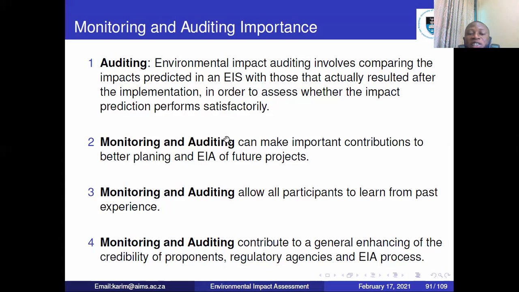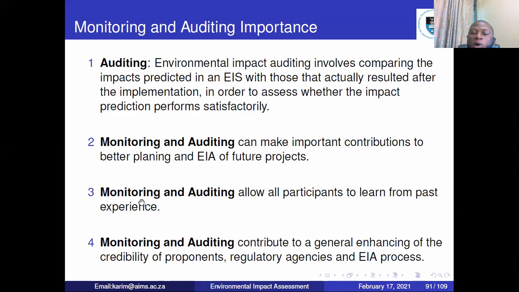So monitoring and auditing go together. You need to monitor and get information, and based on that information, you audit. And this can make important contribution to better planning and future EIA projects. So once you monitor and get the information, you build your database, put the information there. So in the future, someone writing a report for the same project, it becomes easier because the impacts are well known. Alternatives, methods to mitigate the impacts will be known because someone has already done it, and you have the information, you have the experience on that.